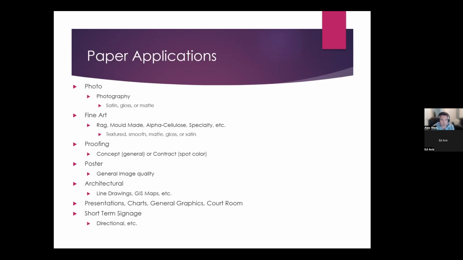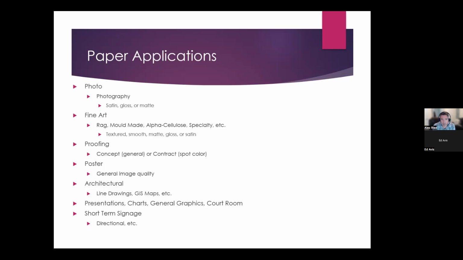Proofing, very general. It's changed a lot over the course of the last 20 years for sure. But you're really looking at two different categories: concept and contract. Contract is when you're working with the Coca-Colas of the world looking for a specific color red. Concept is more of, does that red look like a fire truck? Mostly the concept is really what's targeting this audience if they're doing any sort of application. At least that's my understanding of the audience.